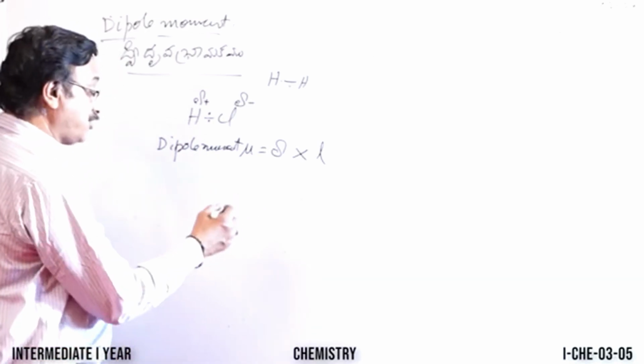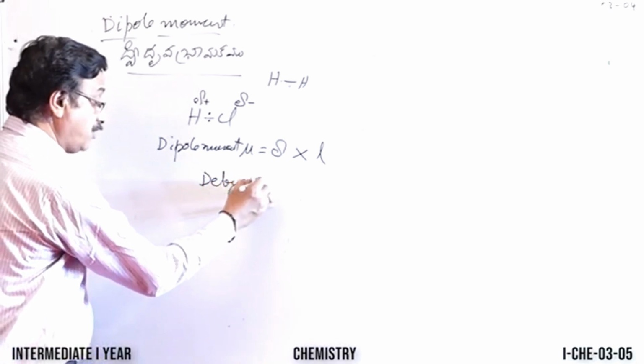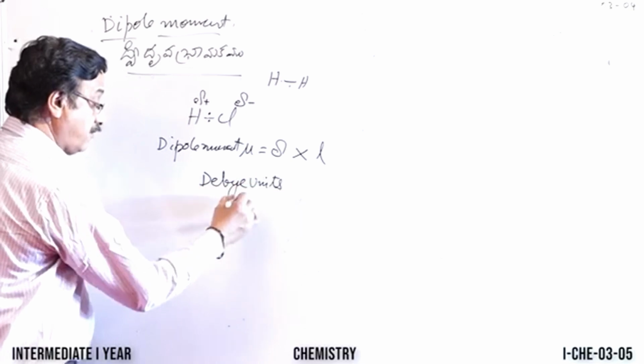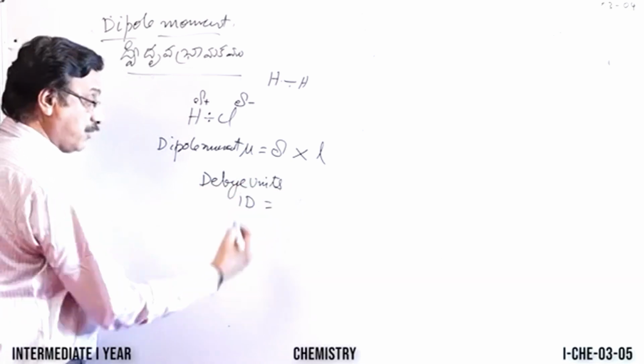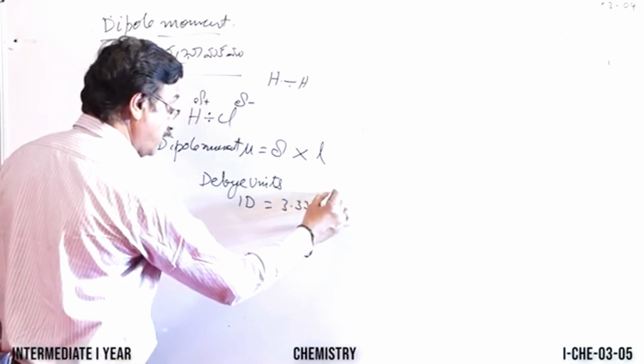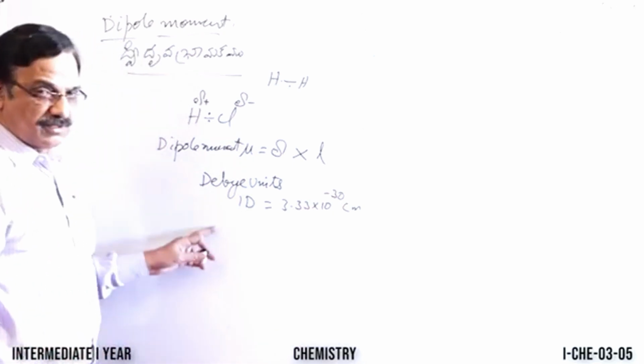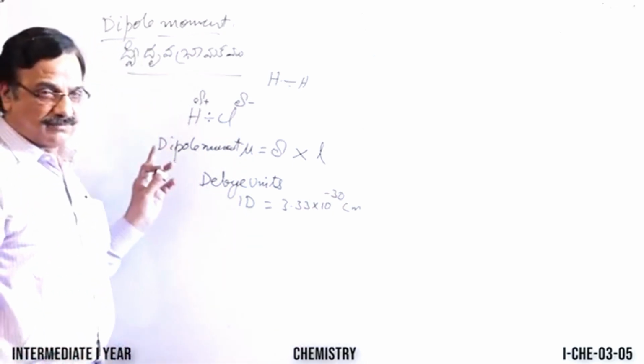So it is measured in terms of Debye units. Debye units, right? 1 Debye equals 3.33 into 10 power minus 30 coulomb meter. Approximately this is 1 Debye unit.